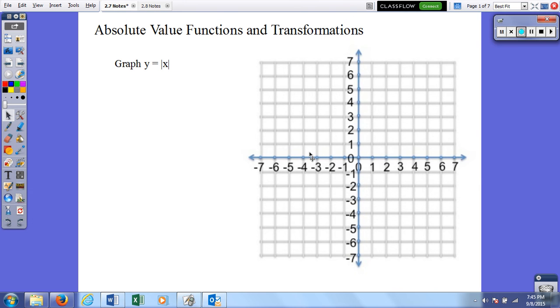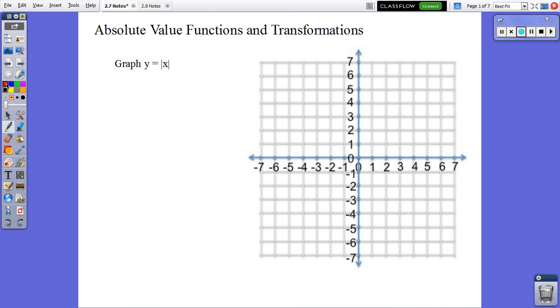In this lesson, we're going to be graphing absolute value equations. So remember that the absolute value of a number is its distance from 0. So now we're going to be graphing a whole bunch of possible numbers and their distance from 0. So first thing to do, if you don't know what a graph looks like, is always just make a table.